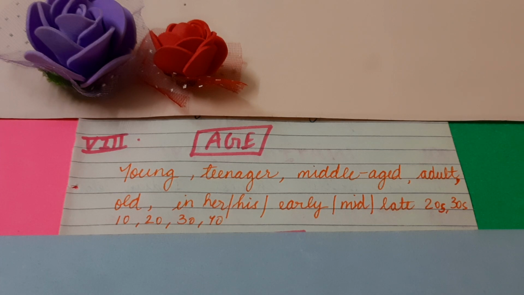Or you can say in late 30s. This means after 35, 36, 37, 38, 39, like late 30s. That person is now about to be 40, about to go to the 40 line. So that person is in late 30s.